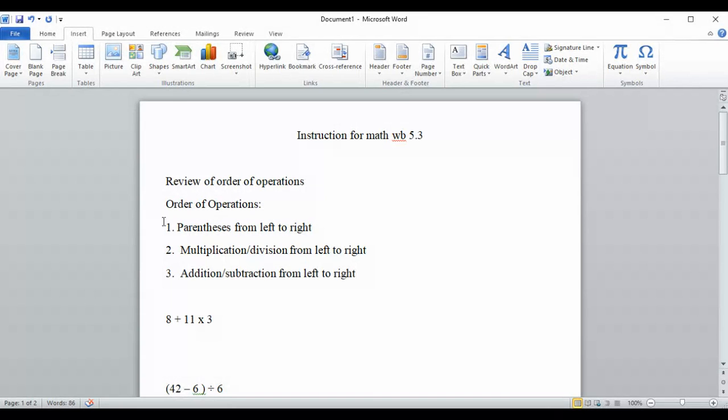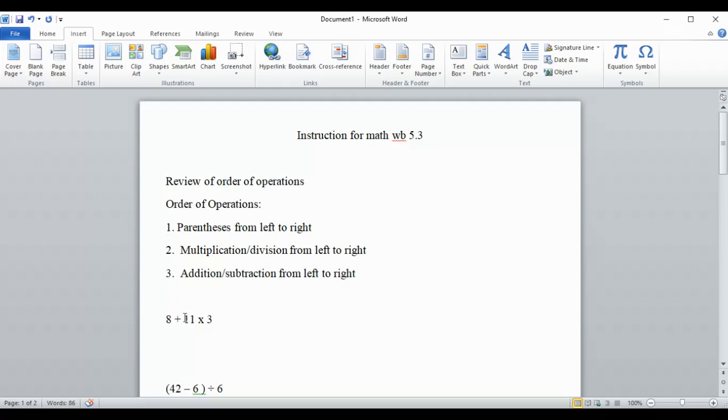Step number 1 is to do parentheses from left to right. Step number 2 is to do multiplication or division from left to right. Step 3 is to do addition or subtraction, left to right.